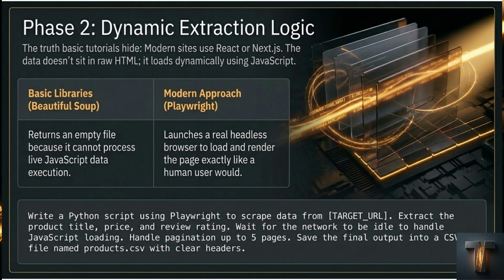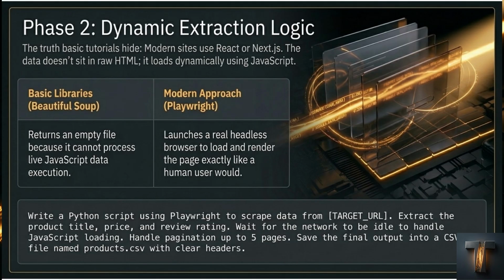Say this. Write a Python script using Playwright to scrape data from insert target URL. I need to extract the product title, price, and review rating. Ensure the script waits for the network to be idle before extracting elements to handle JavaScript loading. Handle pagination so it clicks Next Page up to 5 pages. Save the final output into a CSV file named products.csv with clear headers.